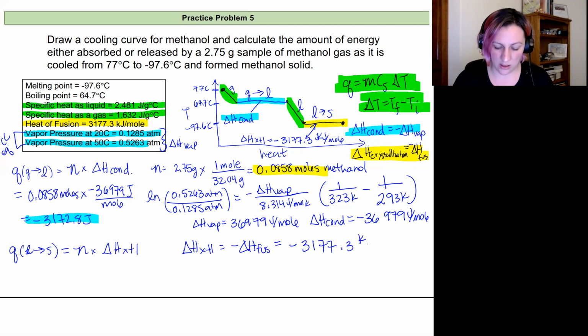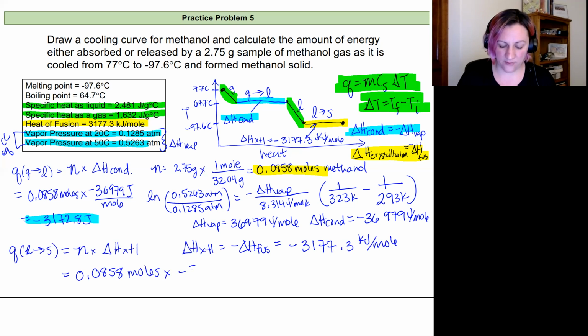3,177.3 kilojoules per mole. So to calculate this in terms of joules, I'm going to set this equal to the number of moles I calculated that I have for my 2.75 gram sample times that enthalpy of negative 3,177.3.